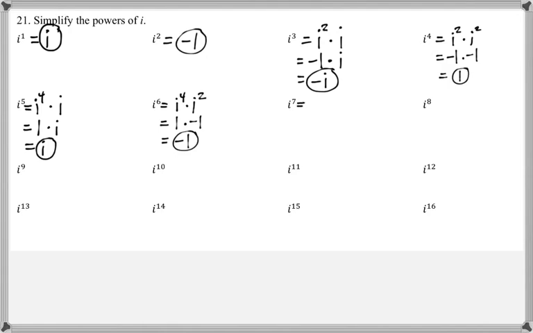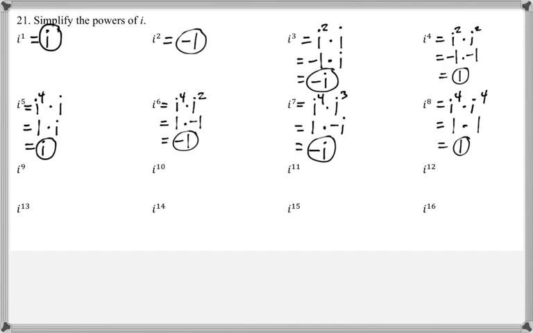i to the 7th will be i to the 4th times i to the 3, which is equal to 1 times a negative i. Again, I'm referring to what my i cubed was. I know that that's negative i, and i to the 4th, I know that that's 1. So this is negative i. And then i to the 8th is i to the 4th times i to the 4th, which is 1 times 1, because I know what i to the 4th is, which is 1.